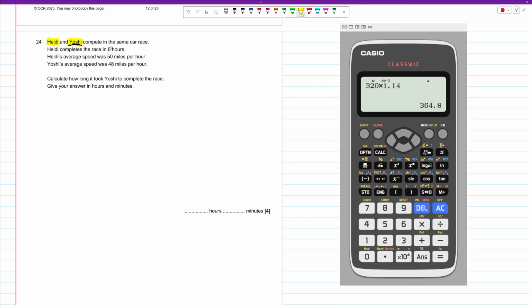Okay, Heidi completes the race in 6 hours. Heidi's average speed was 50 miles per hour. Yoshi's average speed was 48 miles an hour. How long did it take? Okay, nice and simple. Well, if Heidi took 6 hours, let's just quickly remember our distance, speed, time formulas. Distance, speed, time. In other words, distance is equal to speed multiplied by time. So 6, the time, multiplied by the speed, 50, gives me the distance, so 300 miles.